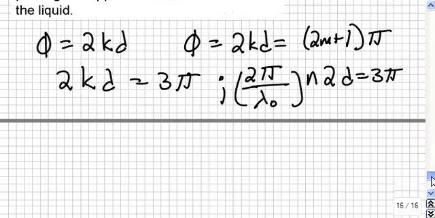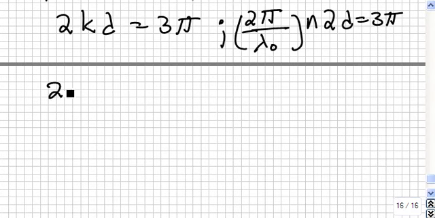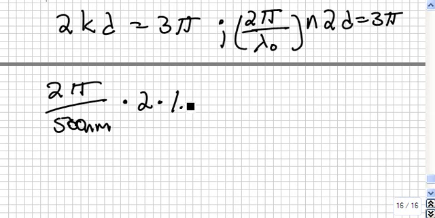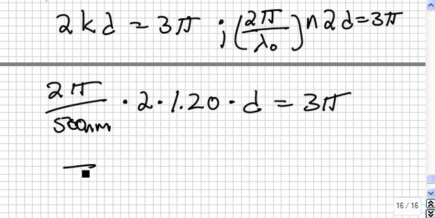Okay, so let's put in the numbers. It's 2 pi over 500 nanometers times 2 times the index, 1.20, times the separation d is equal to 3 pi. Well, we can rearrange these things and solve for d, which is pretty straightforward. We find that d is equal to 313 nanometers.